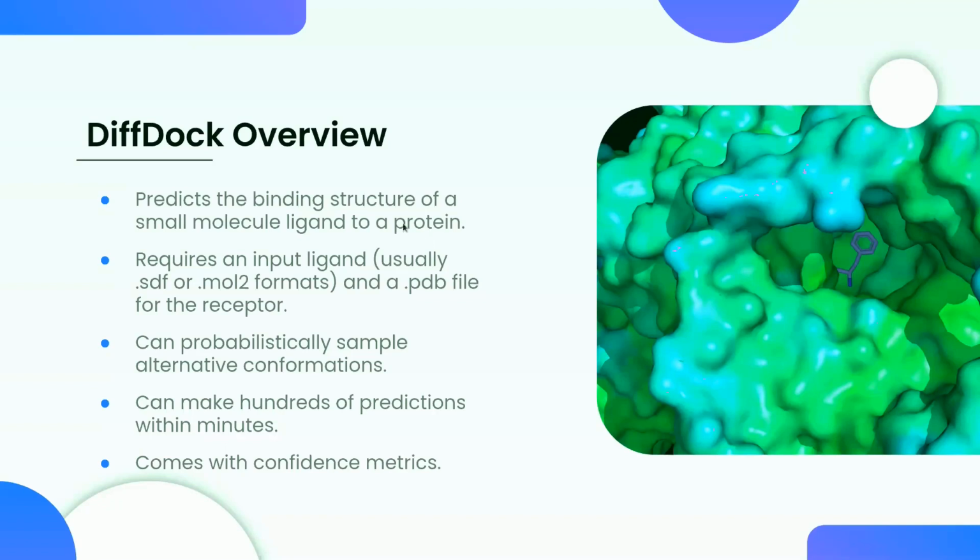Another benefit is it can probabilistically sample alternative conformations by creating multiple samples of that same complex, which gives us almost like a probability cloud that can be used as a discriminator to determine how we think that receptor is going to be interacting with that ligand.